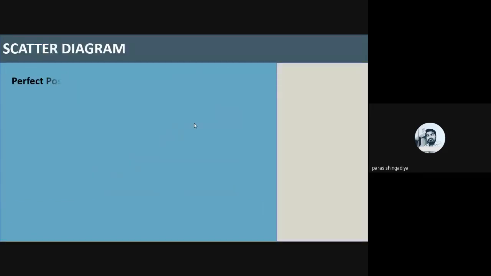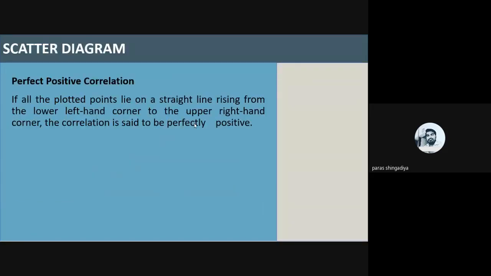One is the perfect positive correlation, and here all the data will lie on one straight line that is rising from the lower left hand corner to the upper right hand corner. If you connect all these points, it will create one straight line. So that is called perfect positive correlation, and the correlation coefficient r is equal to 1 for perfect positive correlation.